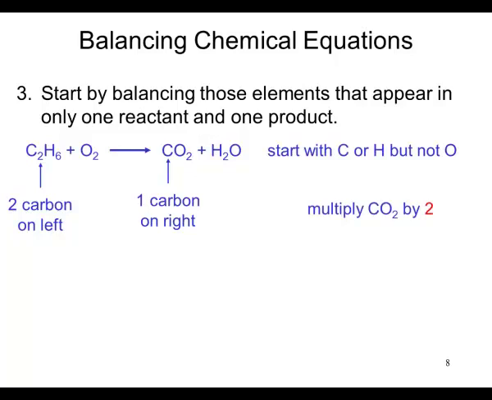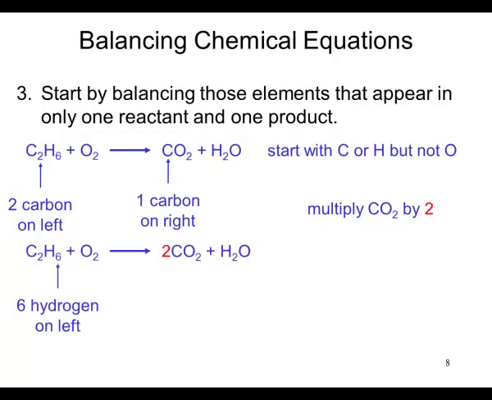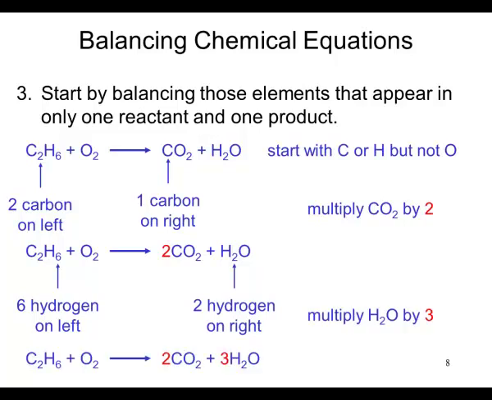We multiply the CO2 by 2 to give 2 carbons. We see the 6 hydrogens on the left, so we need to multiply the hydrogens on the right by a 3. So far we have C2H6 plus O2 yields 2 CO2 plus 3 H2O. Still don't have the oxygens balanced.